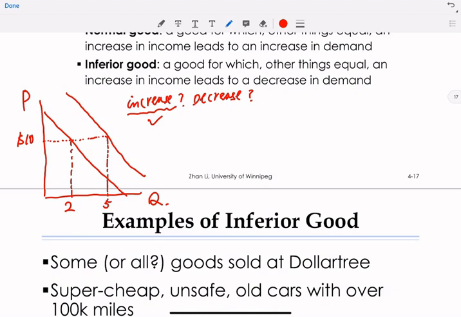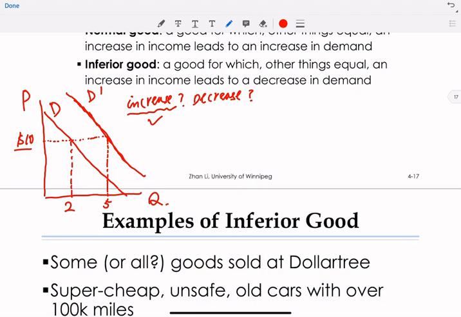So this tells you that at any price, quantity demanded on this demand curve, let's call this D prime, right? So let me repeat this. At any price, quantity demanded on D prime is larger than quantity demanded on demand curve D, right? I mean, this is for the price of $10.